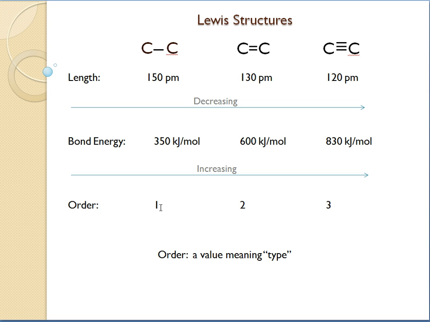So the order of a single bond is 1, the order of a double bond is 2, and the order of a triple bond is 3. Order is just a value meaning type.